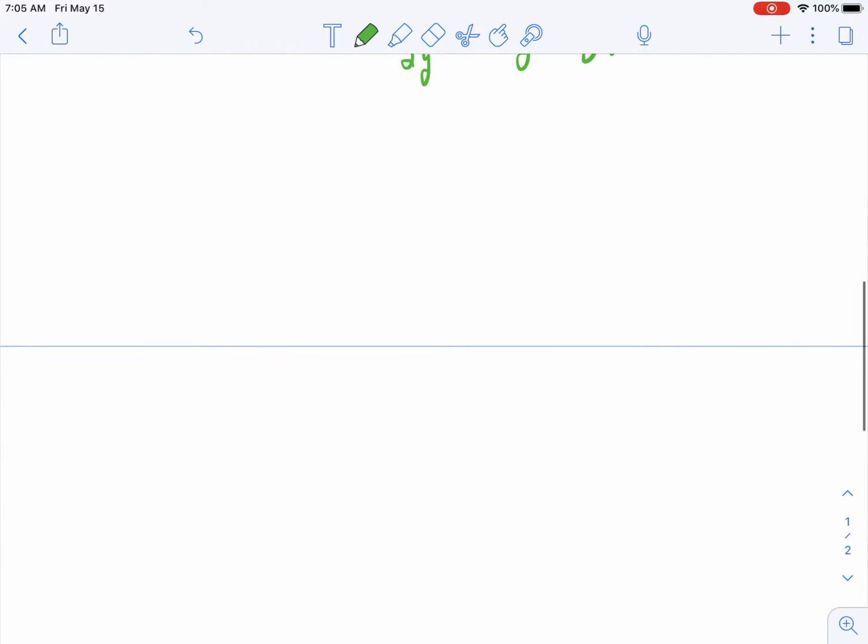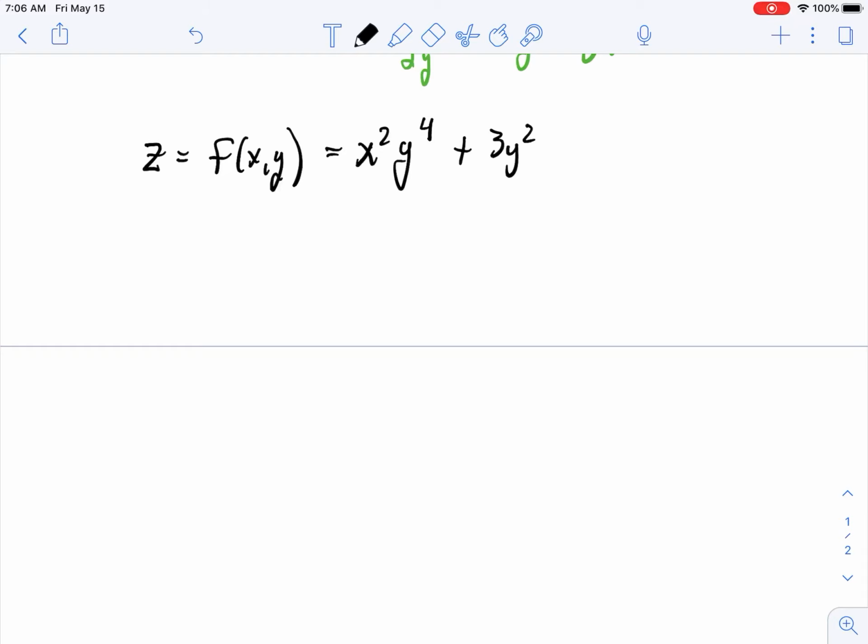Let's say we have something like this, z, which can also be written as f of x, y, equals x squared y to the fourth plus 3y squared plus 4x. Let's do the partial derivative in x. The notation would be partial derivative of f with respect to x, which in Euler's notation is f sub x of x, y.